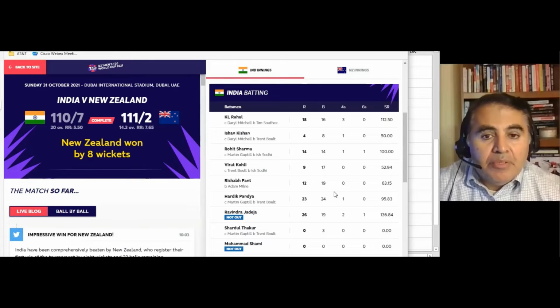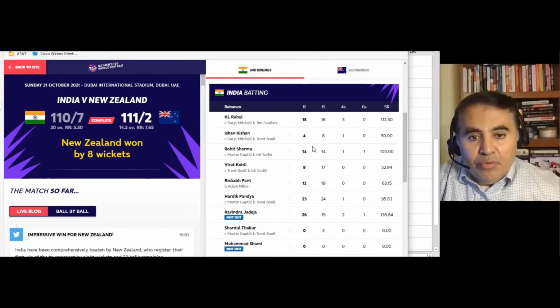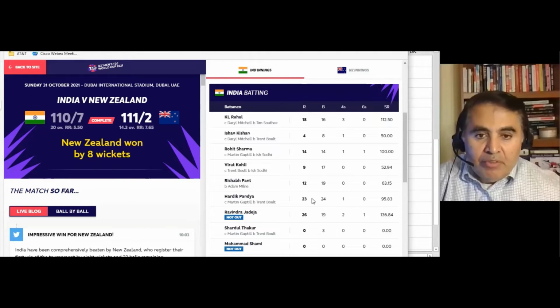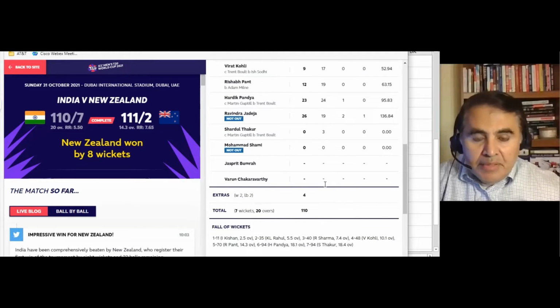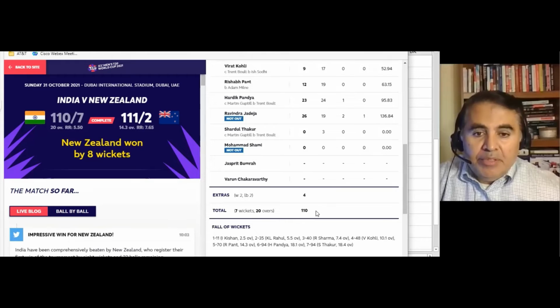So a bit of that happened, a bit of they allowed the bowlers to dominate, they allowed the pressure of the situation to force them into these forced errors. As you can see, 18, 4, 14, 9, 12, not decent scores. They got some starts, but they were not able to capitalize on those. Virat Kohli scored 9 off of 17 deliveries. They just were never up to the standard. Their projected score was about 115 at the most, and they ended up with 110 in their 20 overs for the loss of 7 wickets.